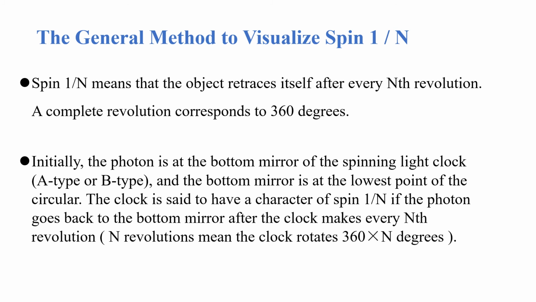The clock is said to have a character of spin 1/n if the photon goes back to the bottom mirror after the clock makes every nth revolution. N revolutions means the clock rotates 360 times n degrees.